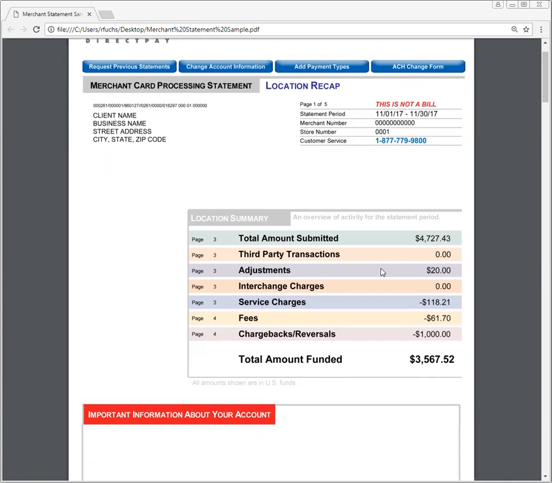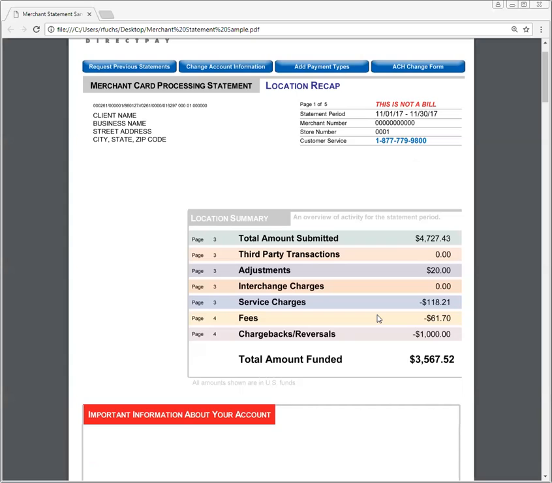Underneath that row is adjustments. This section will show any refunds that have been done by direct pay. Next comes interchange charges. This section is only for merchants who are set up with interchange plans. After interchange charges are the service charges. This displays the percentage for the transaction processed that month.